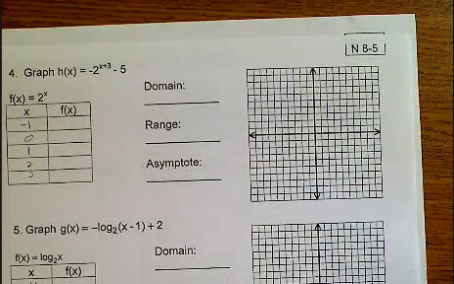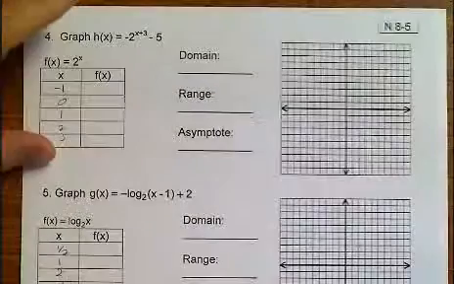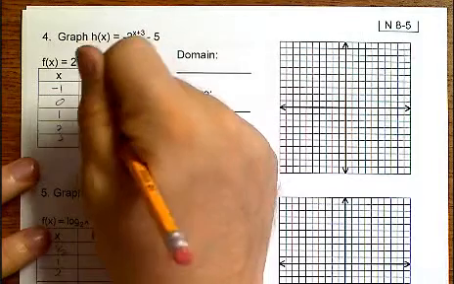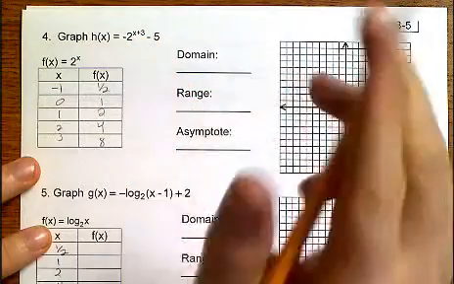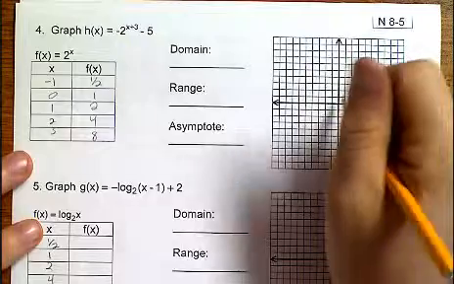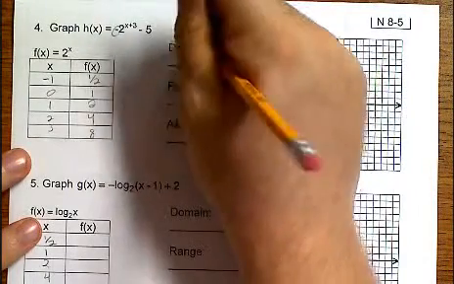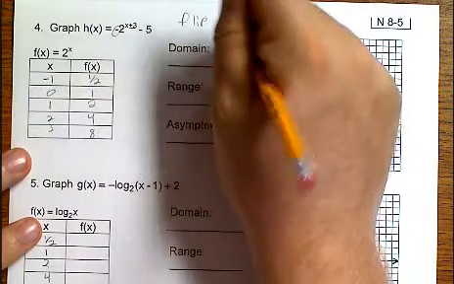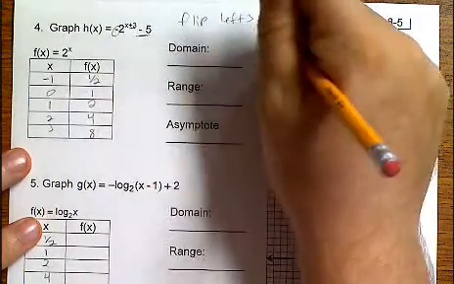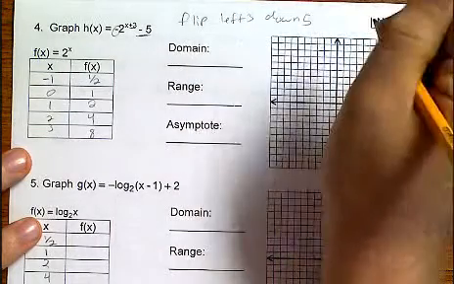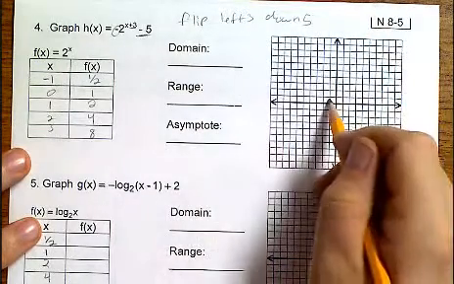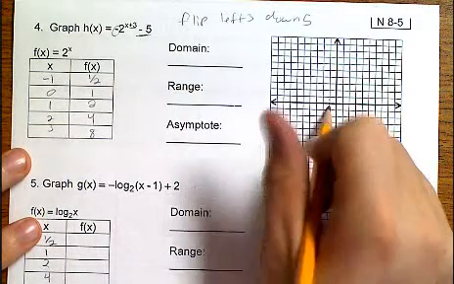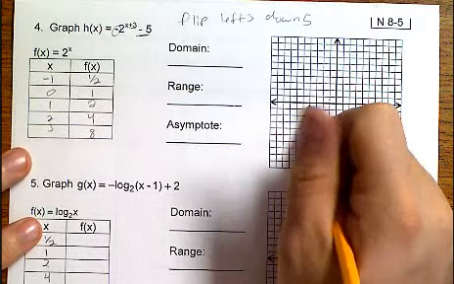Moving on to number 4. Another exponential. 1/2, 1, 2, 4, 8. This time we are flipping. We are moving left 3 and down 5. So, -1, 1/2. We flip it to be -1/2. Move left 3 and down 5 more.